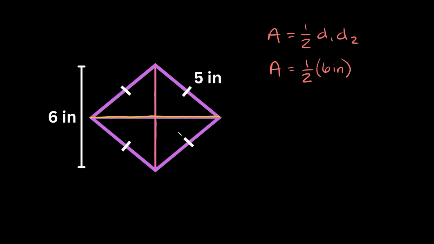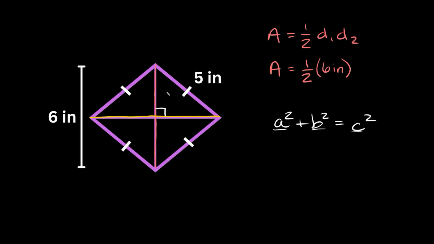Well, one key thing to know about a rhombus or kite is that these diagonals create a 90-degree angle. They're perpendicular to each other. So if we know that these two lines are perpendicular to each other, you can see we just created a little right triangle. And how do you find the sides of a right triangle? Well, you can use the Pythagorean theorem, which is a squared plus b squared is equal to c squared, where a and b are the two shorter sides and c is the hypotenuse, the longest length.